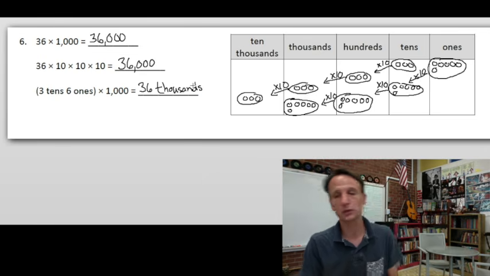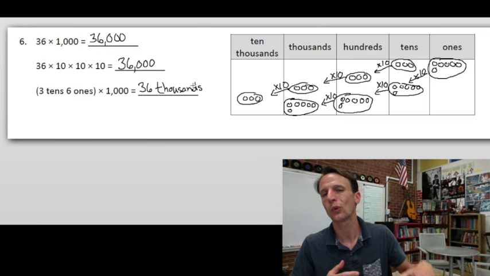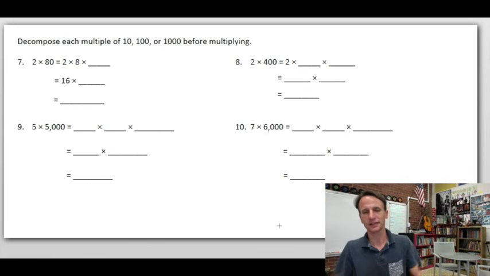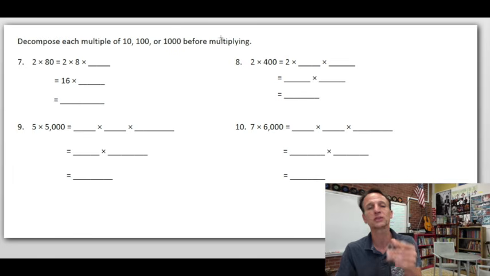All right, and now I'm so happy to get on to numbers 7 through 10 because this is where you see why we're doing this way, where it starts to all make sense for you. Click. Let's move on. So yes, this is another one that drives parents nuts because they're like, I don't know what to do here. This is how we did it. But hang on, because this is where it starts to make sense. Okay, so look at this. To say 2 times 80 is the same as saying 2 times 8 times 10. You see, we'll take that 80 and decompose each multiple of 10, 100, 1,000 before multiplying. So that's what we're going to do is decompose 80 as 8 times 10.